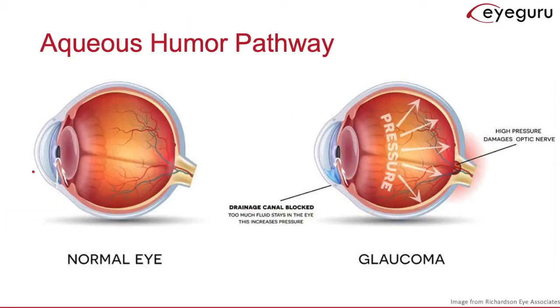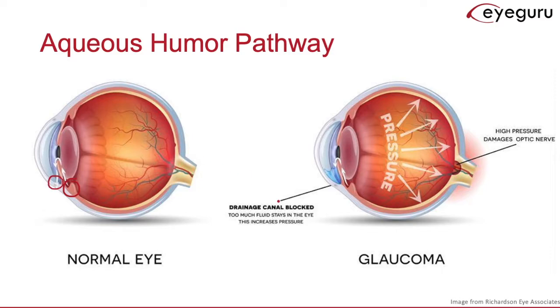So let's quickly review the pathway by which aqueous humor is formed and then drained in the eye. So aqueous humor is first made in the posterior chamber by the ciliary bodies. This aqueous humor then flows through the pupil into the anterior chamber and then is drained by this trabecular meshwork and into the canal of Schlemm.